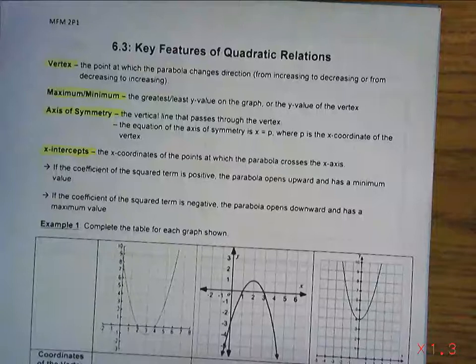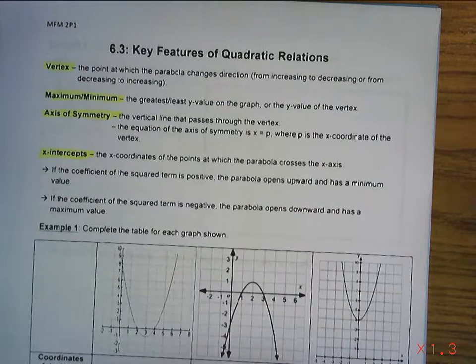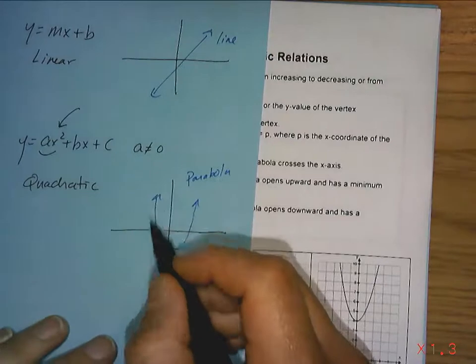Okay, 6.3. The key features of a quadratic relation. So we need to be able to talk about the different aspects of this parabola. Now, what is a parabola? We've talked about that. It is that U-shaped curve.